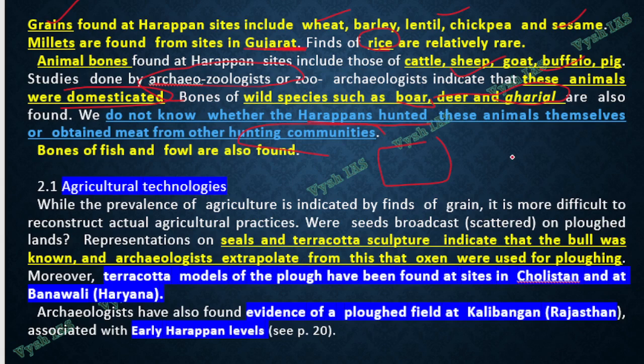So if UPSC says Harappans were very great hunters, there is no proper evidence for that. NCERT doesn't confirm that, but they consumed meat, and there are bones of all these wild animals. Fish, fowl, everything is available.